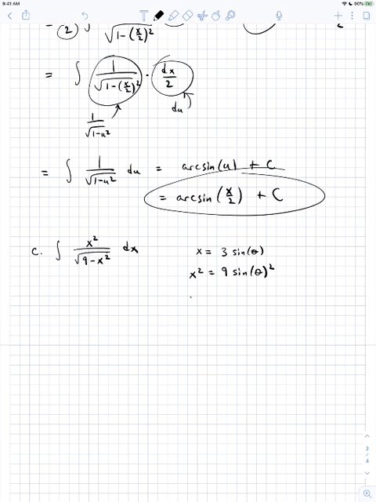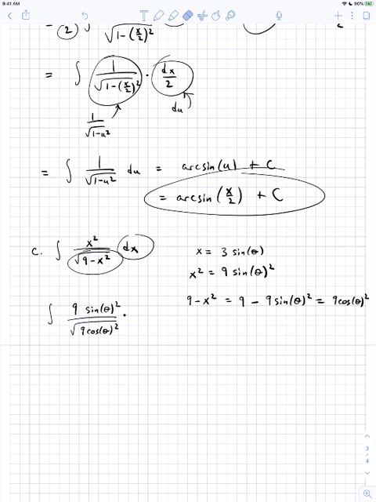So now we have 9 minus x squared is 9 minus 9 times sine theta squared. And again, using the Pythagorean identity, this is 9 times cosine theta squared. So what this is going to give us is the integral of x squared, which is 9 times sine theta squared, divided by the square root of 9 minus x squared. So that's the square root of 9 times cosine of theta squared, times, now we also need a dx.